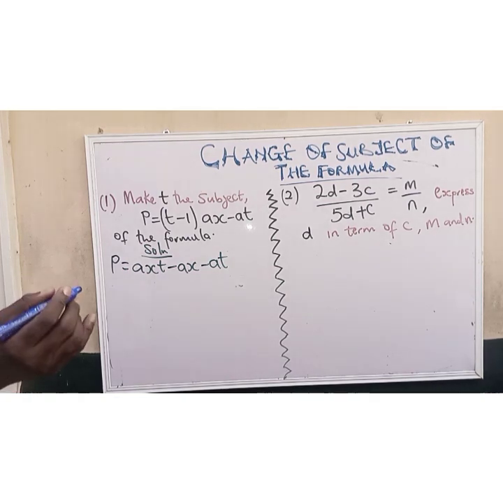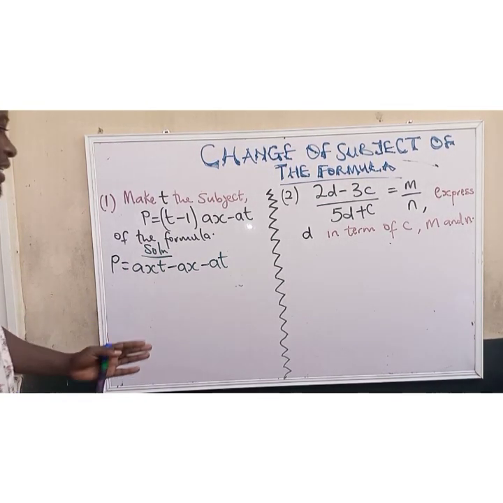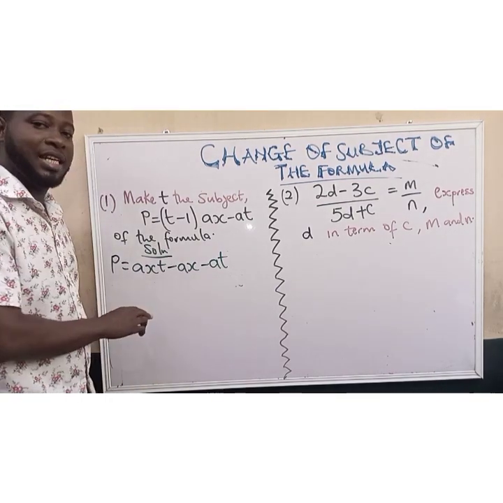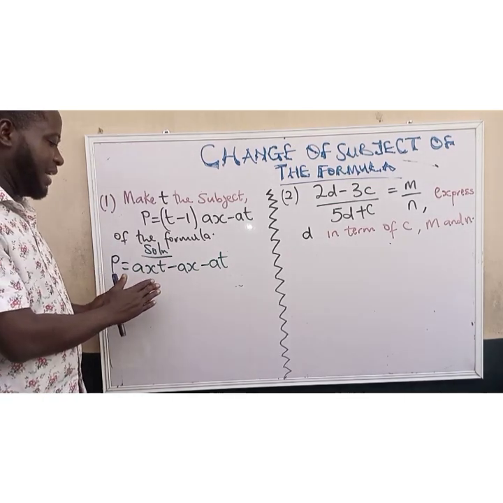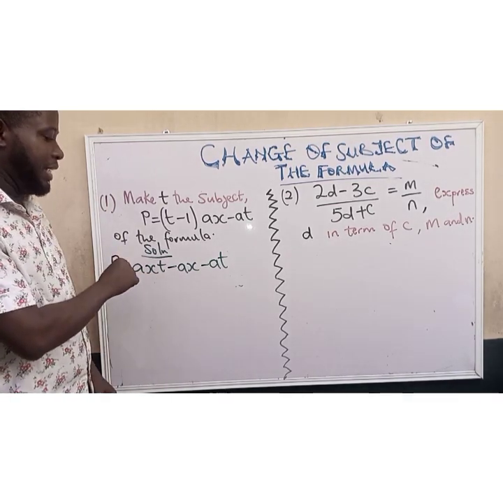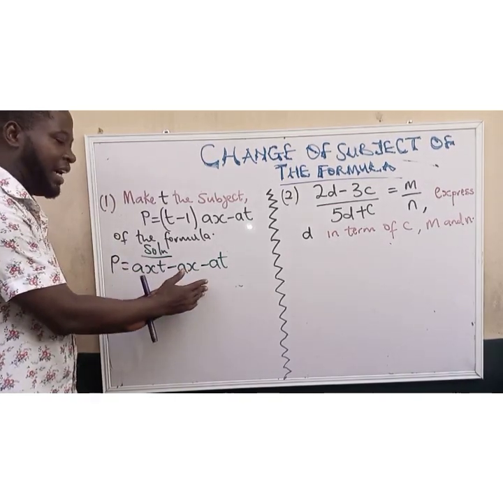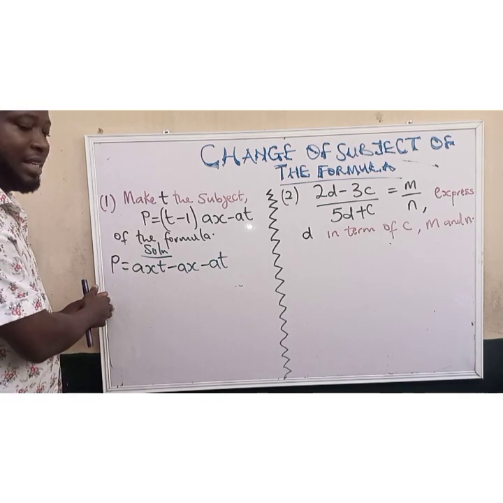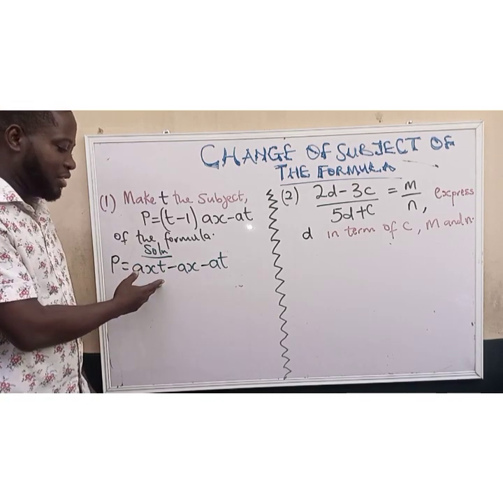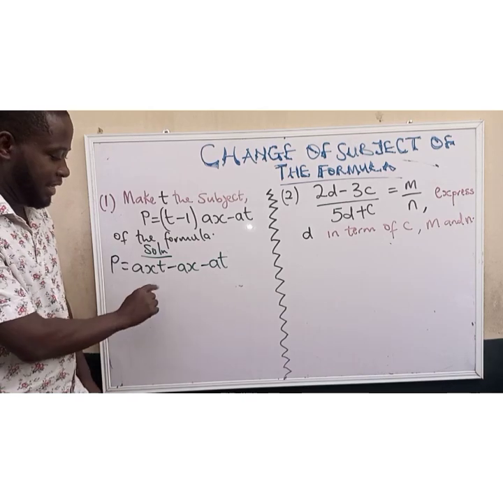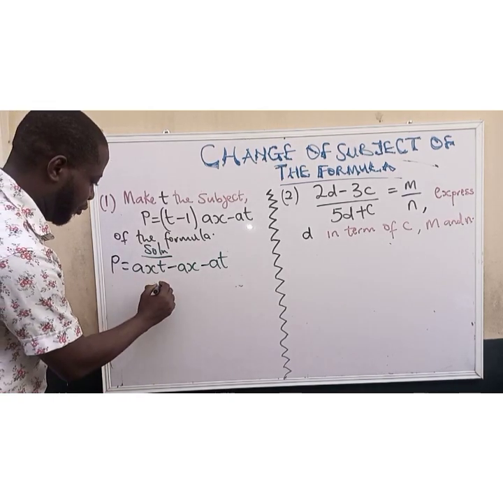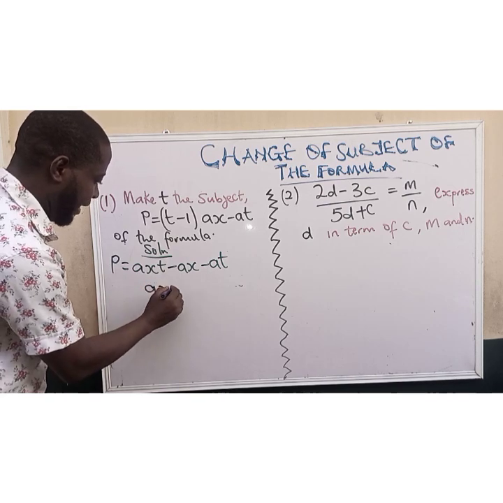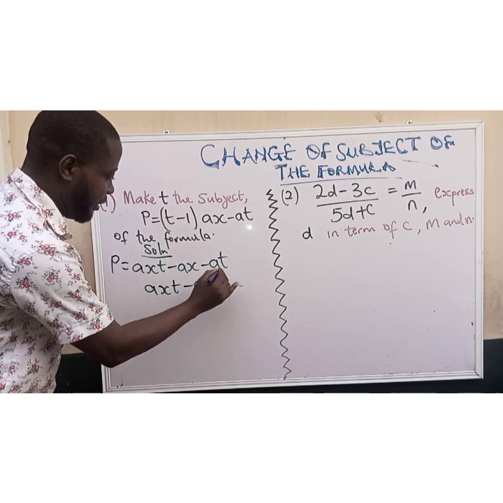Then the next step, what's the next step? The next step is to collect like terms. If you are collecting like terms here, you make sure that the ones that have the required subject are at one side and other quantities will come to the other side. So what is the required subject here? The required subject here is t. So we make sure that those that have t will stay here. Axt minus at will remain here.